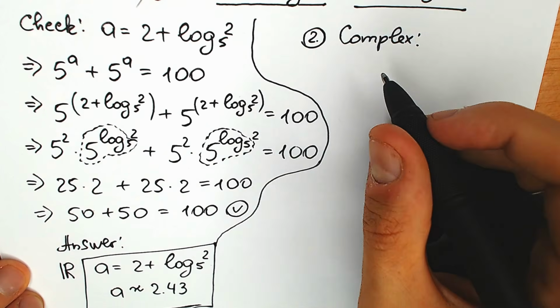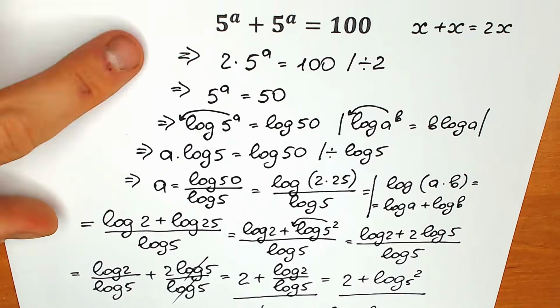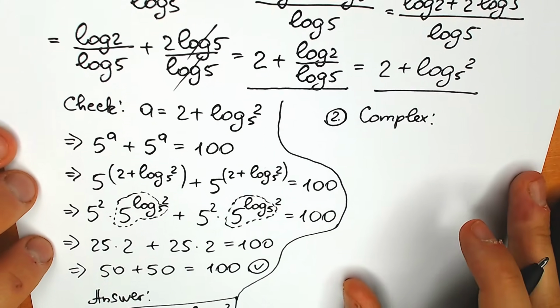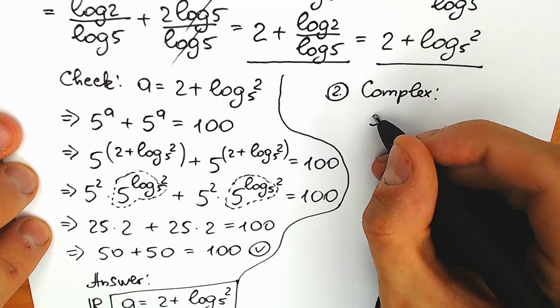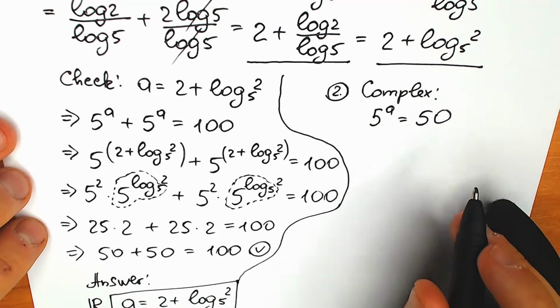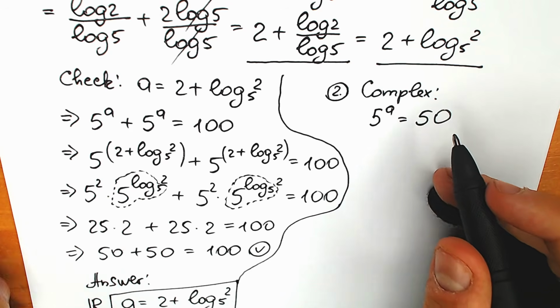First of all, I want to rewrite not this expression from the beginning, but this one: 5 to the a equal to 50. So right now let's do it. 5 to the power a equal to 50. And right now, instead of this 5 to the power a, I want to write the next expression.